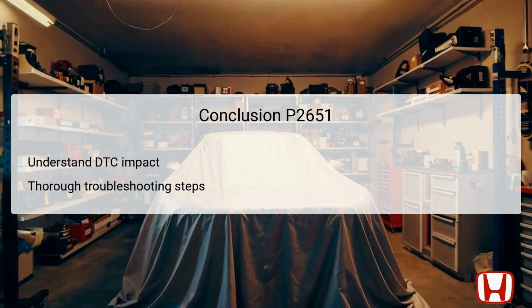In conclusion, understanding DTC P2651 provides critical insights into the functioning of the rocker arm oil pressure switch and its integral role within the VTEC system. Effective troubleshooting encompasses a structured sequence, starting from basic oil level checks to complex continuity and pressure tests. Each step must be executed with precision to isolate the root cause of the issue, whether it is a simple maintenance oversight or a deeper electrical fault.